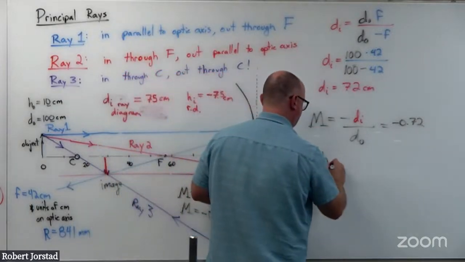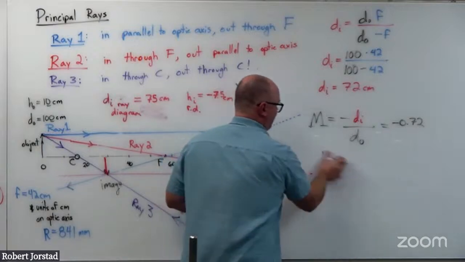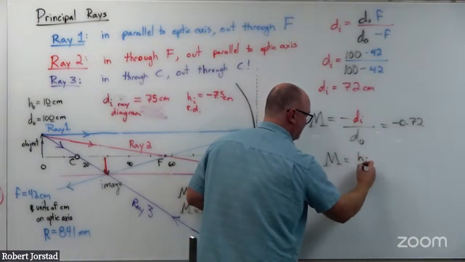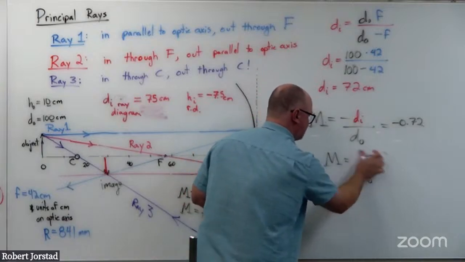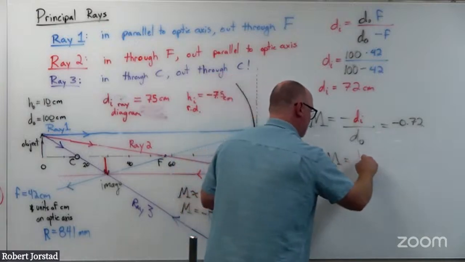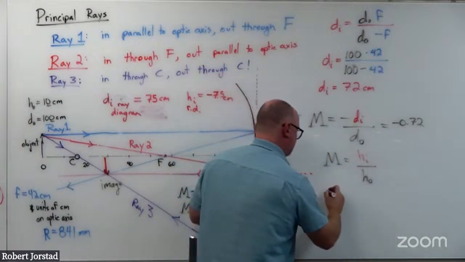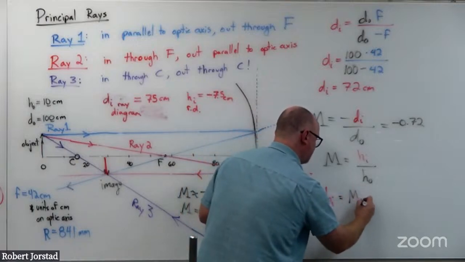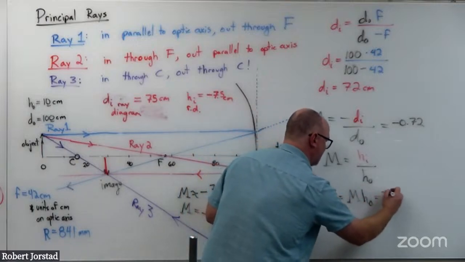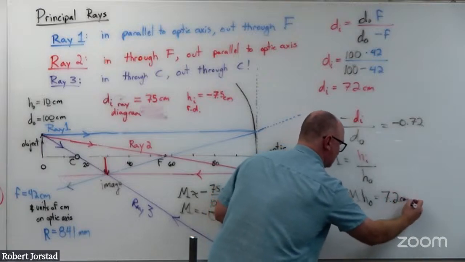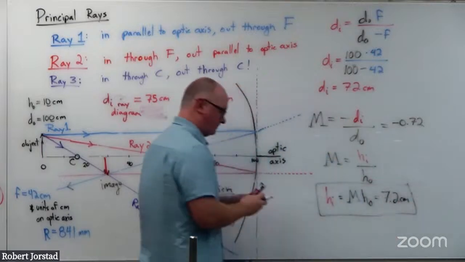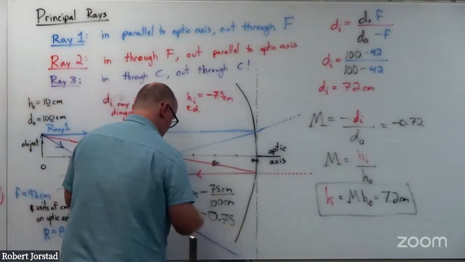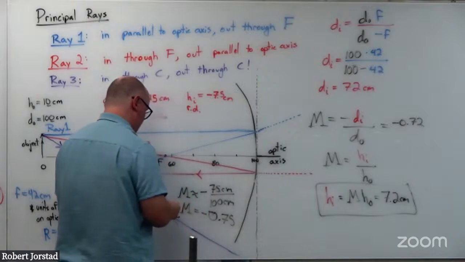Notice the height of the object, well, let me write this equation this way. Magnification is also equal to height of the image over height of the object. I think that's supposed to be in red. Which tells us height of the image should equal magnification times height of the object, which is 7.2 centimeters. All right, so now we have a way to actually check this with a simulation, or with a demonstration.